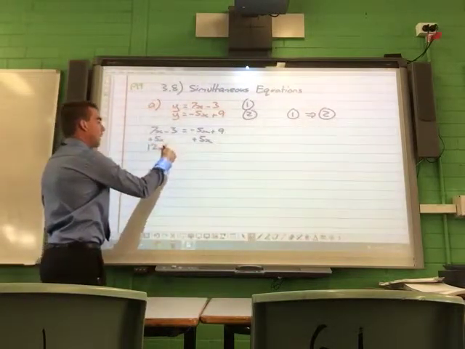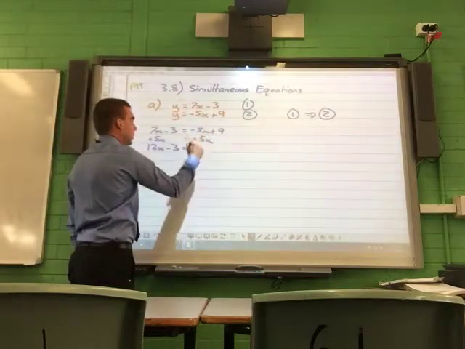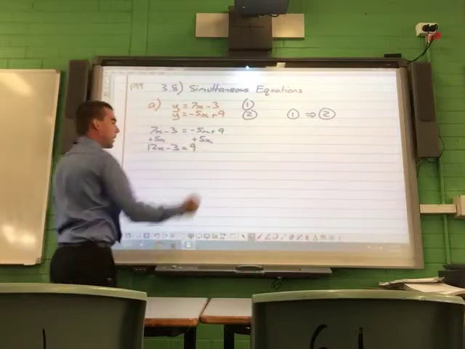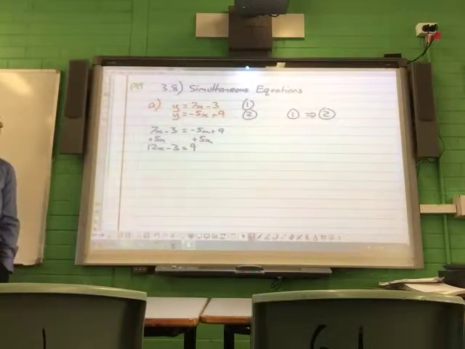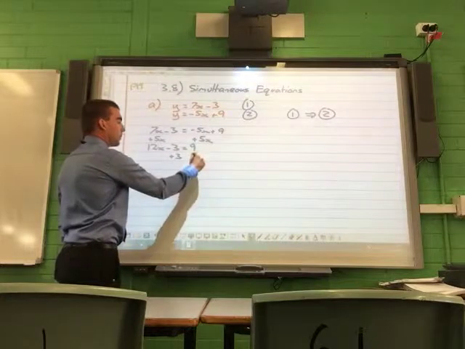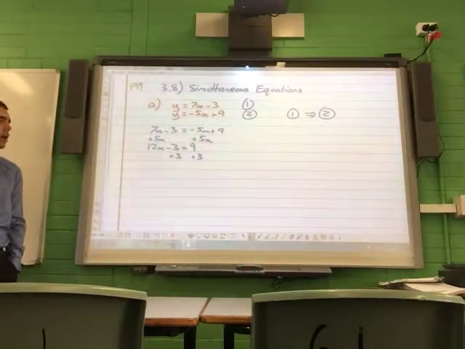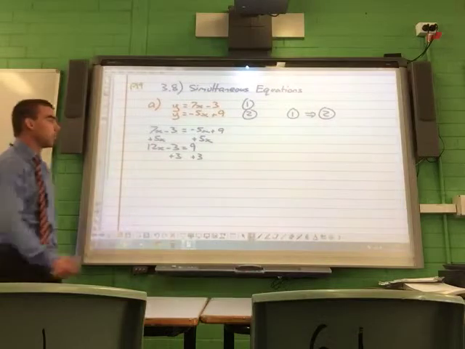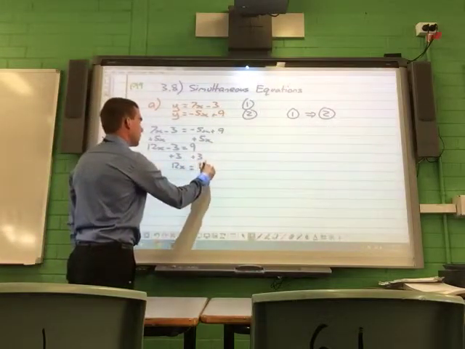So 12x take away 3 is equal to nothing of x plus 9 on the right hand side. So the right hand side of the equal sign has no variable term. Step number 2, we move any constant terms on the left hand side over to the right hand side by performing the opposite operation. So 12x is equal to 9 plus 3, which is 12.